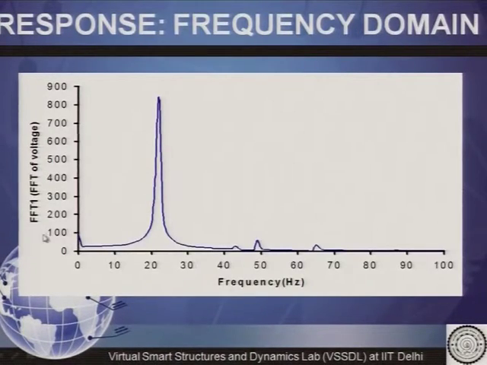Next, we have done the FFT of that same voltage response and converted that time domain data into frequency domain. The advantage of performing FFT is that we will get the frequency content of any response. The advantage of getting frequency content is that we will come to know which frequency is contributing maximum to the response of the structure, and that frequency is actually the natural frequency of that structure.